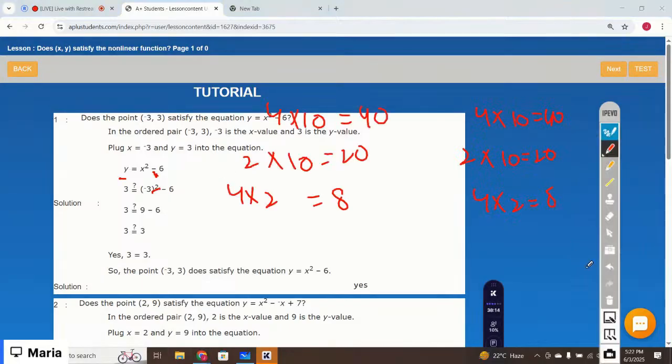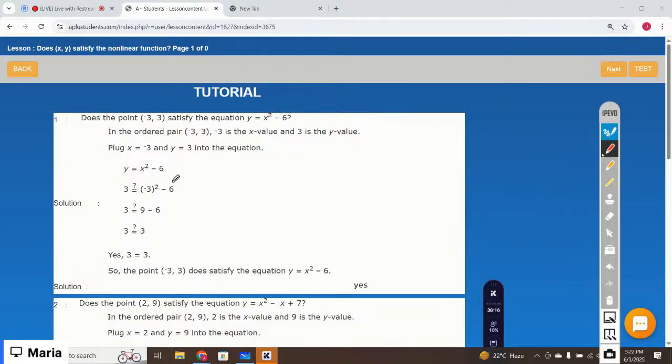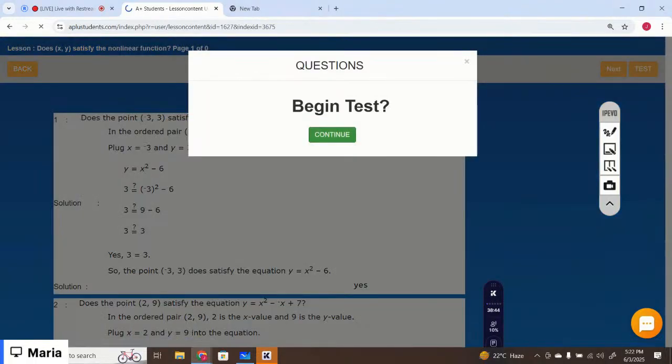Y is 3 and x is negative 3, so 3 equals negative 3 squared minus 6. Negative 3 squared is 9, and 9 minus 6 is 3. So 3 is equal to 3. So the point negative 3, 3 does satisfy the equation y equals x squared minus 6. Let's start with the test questions.